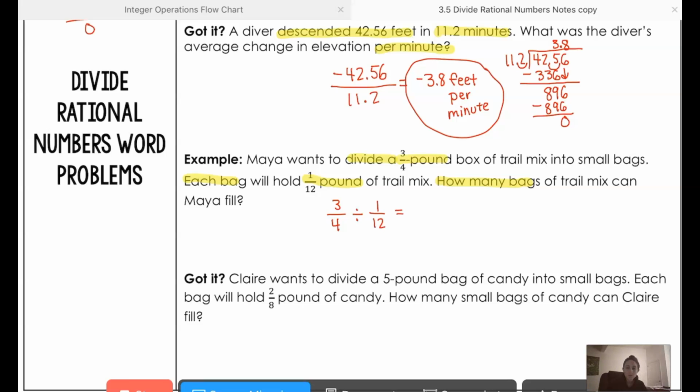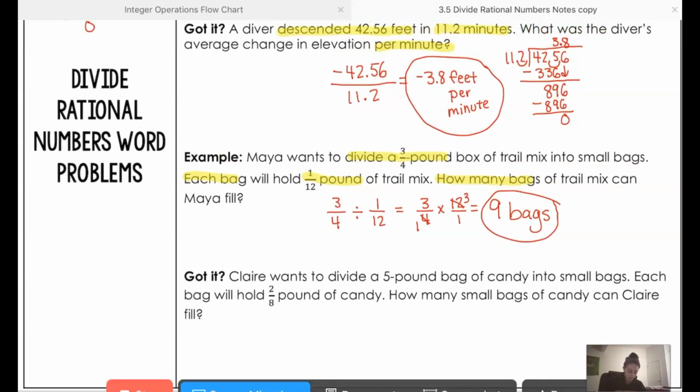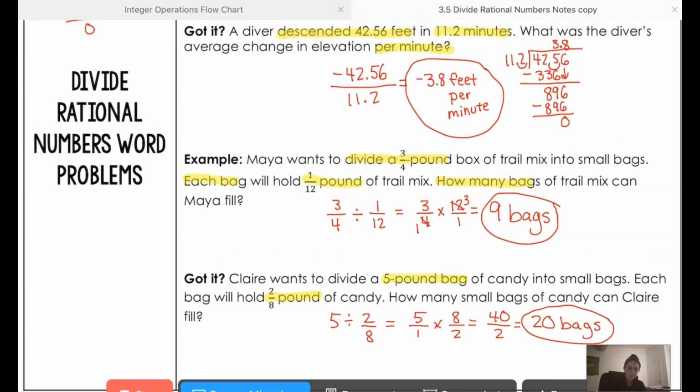So now we just need to divide the fractions. So when we divide fractions, we're going to multiply by the reciprocal. So 3/4 times 12 over 1. You can multiply and then simplify, or you can simplify first, and you get 9 bags of trail mix. So at 3/4 a pound, she can make 9 bags of trail mix. All right, you try this. All right, check your answers with my answer and check your work if you need to.